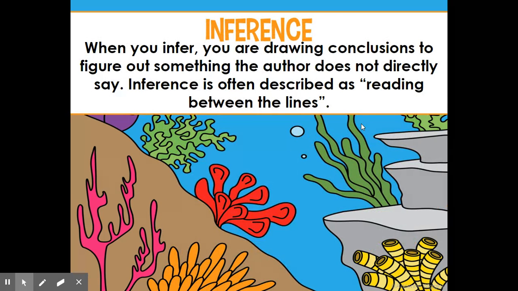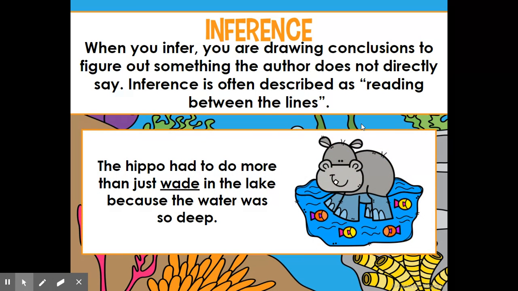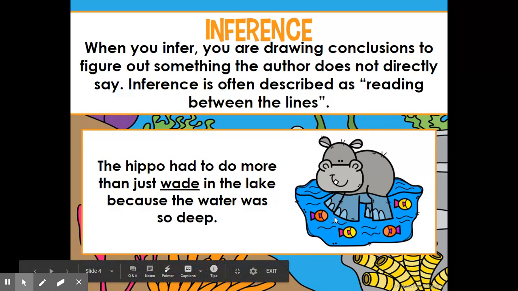Inference. When you infer, you are drawing conclusions to figure out something the author does not directly say. Inference is often described as reading between the lines. So let's look. The hippo had to do more than just wade in the lake because the water was so deep. So you have to figure out what wade means. All right, and so wade means that he's going into the water. Obviously, you see the hippo.